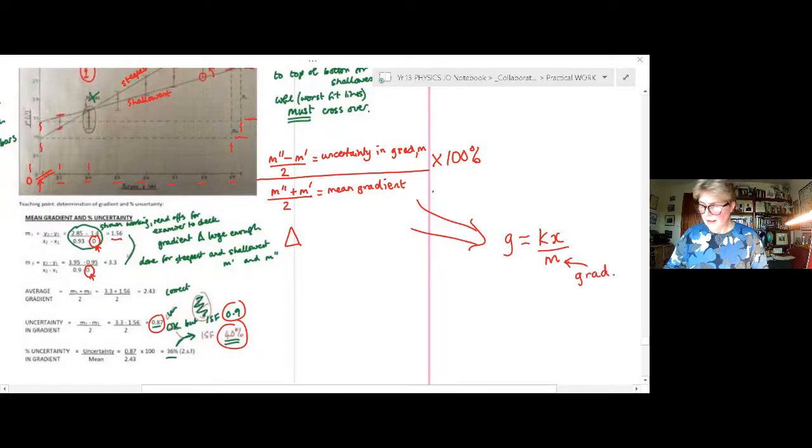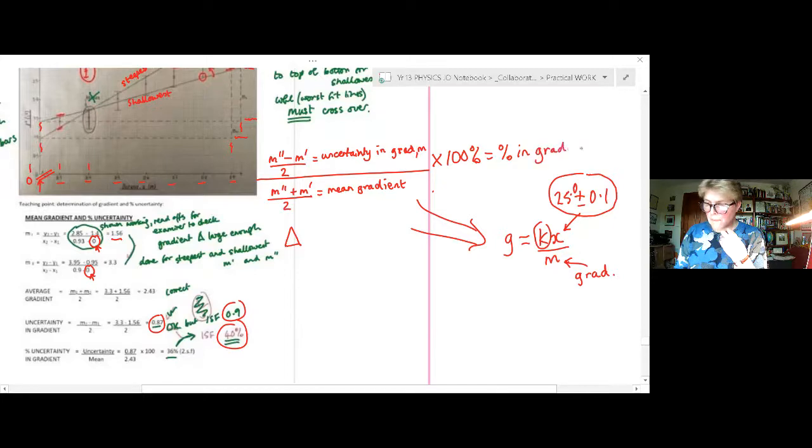All right, let's just say x is a value that is given to you, say 25.0 plus or minus 0.1. So you can work out the percentage uncertainty of that. And k is maybe given to you. But what I'm trying to get at is whatever you get for your percentage uncertainty in your gradient m, you might have to take it forward into the next calculation to work out the percentage uncertainty in another value.